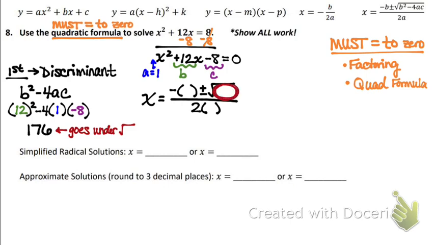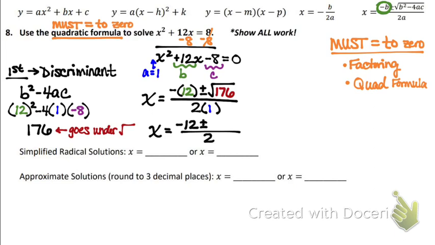What do I put right here? 176. What am I going to put right here, though? I put 12 there, because when I look at my quadratic formula, it says negative and then b. So that's where I put that 12. What goes inside the parentheses down here on the bottom? 1. All right, so I know I have x equals, this is going to be -12 plus or minus.